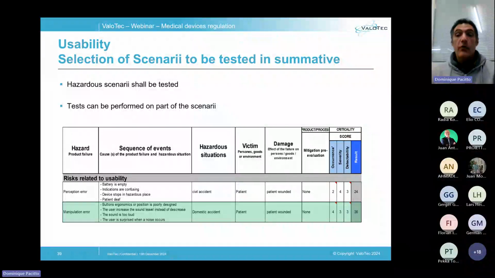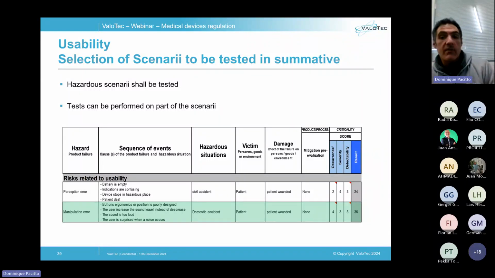The selected scenarios are the ones described in the sequence of events and related to unacceptable risks, which means the risks having scores exceeding the acceptable threshold you define in the context of your risk management process. In the previous example, the risk with the manipulation error leading to a domestic accident is considered as not acceptable, and therefore this risk should be tested in summative evaluation. Of course, when there is no risk related to use considered as not acceptable, summative evaluation is not required.